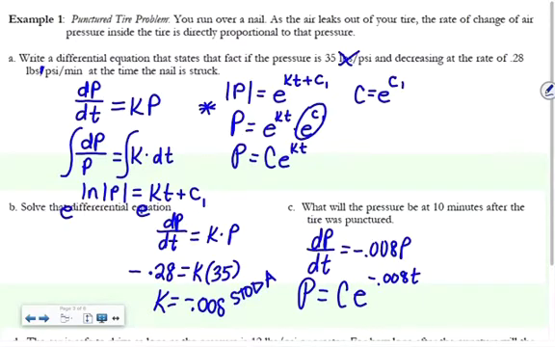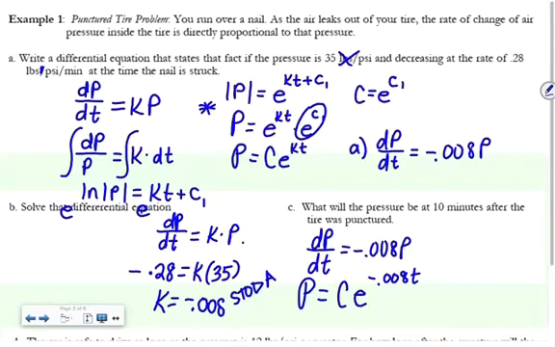So part A says write a differential equation that states the fact that the pressure is 35 pounds per square inch and decreasing at that rate. So this would have been our differential equation. We could plug back in. So for part A, I can just say dP/dt equals negative 0.008P.